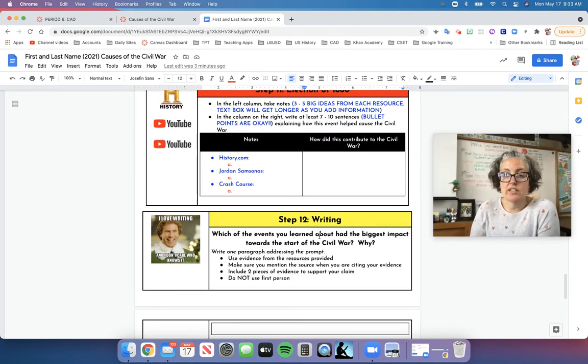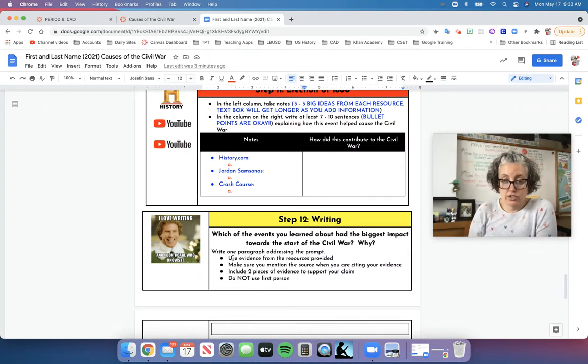So which of these events that you learned about had the biggest impact towards the start of the Civil War and why? So of the 11 events that you just learned about, again, some of which were review, which do you think was the major cause leading to the turning point that really brought the nation to this time period of division and led to the Civil War?